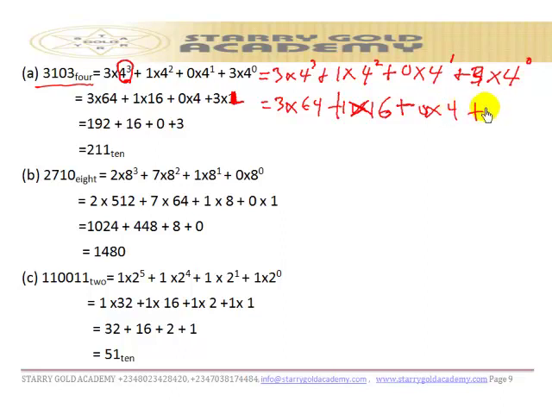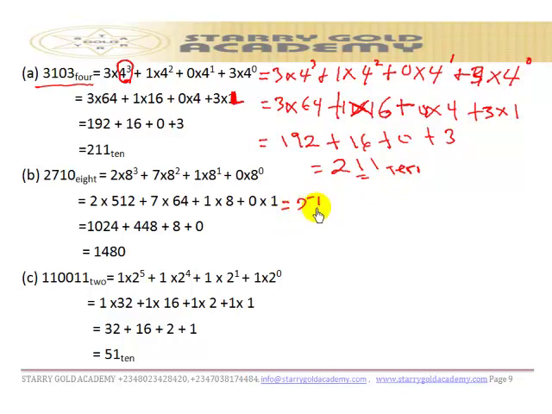So you have 3 times 1. So let's simplify. 64 times 3 is 192. 1 times 16 is 16. 0 times 4 is 0. 3 times 1 is 3. And then successfully you have converted a number from base 4 into base 10. You have 211 base 10. Alright, let's work out a second example.